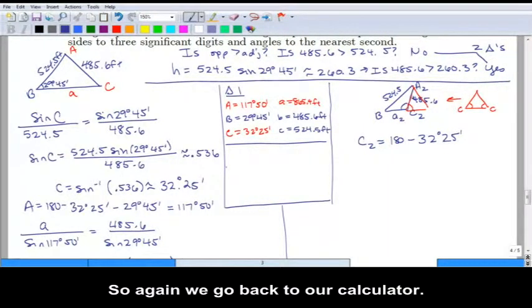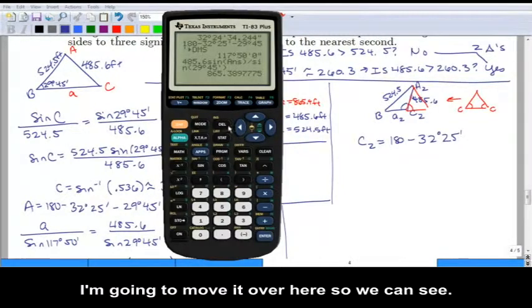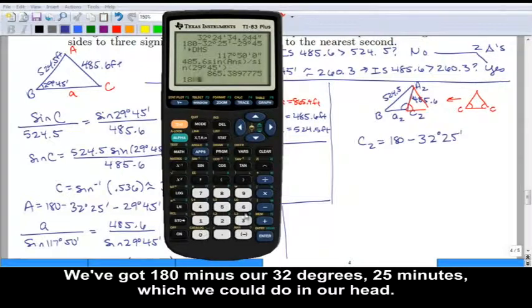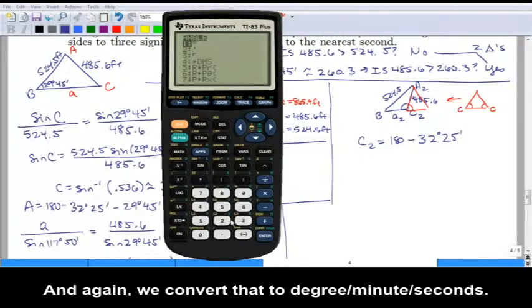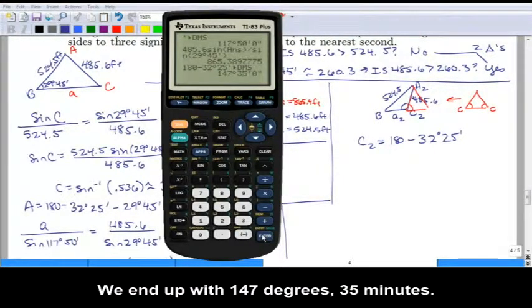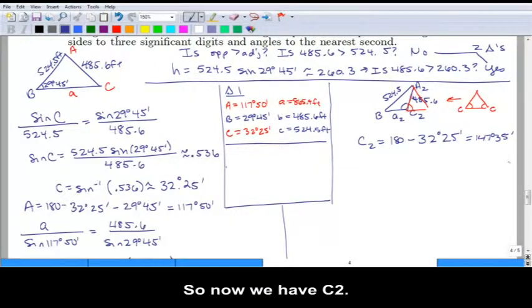So again, we go back to our calculator. I'm going to move it over here so we can see. We've got 180 minus our 32 degrees, 25 minutes, which we could do in our head. And again, we convert that to degree, minute, seconds. We end up with 147 degrees, 35 minutes. So now we have C2.